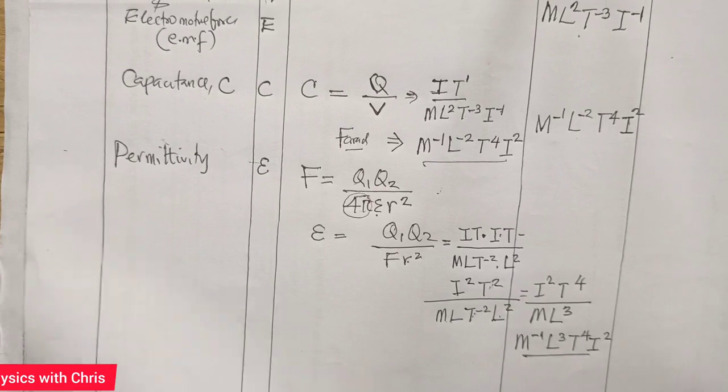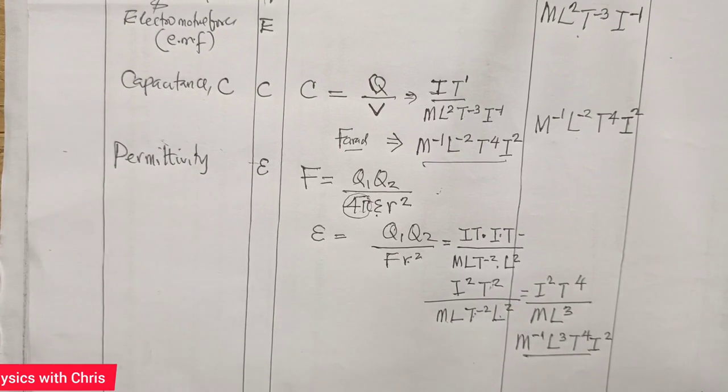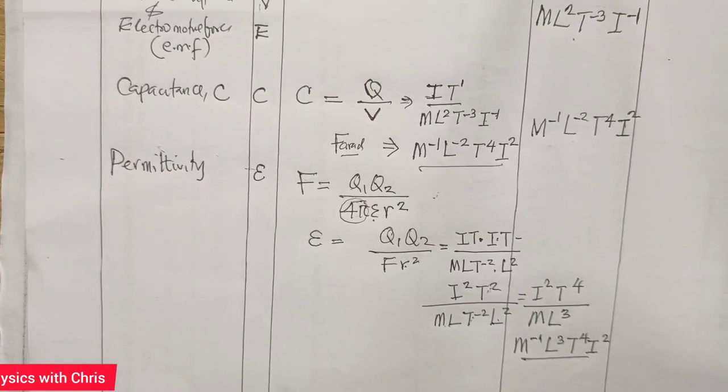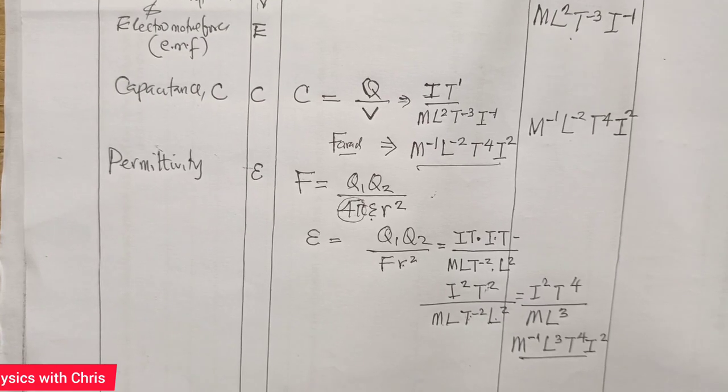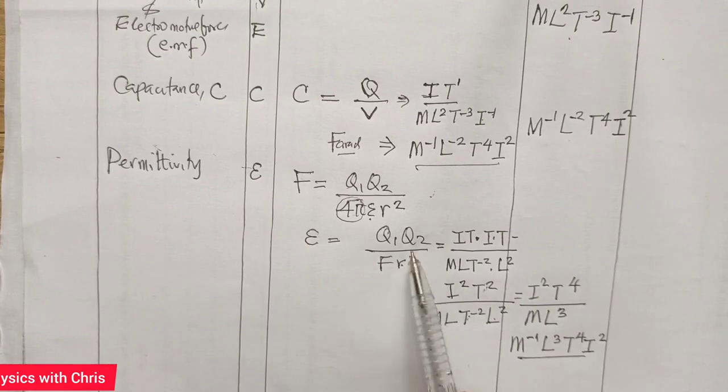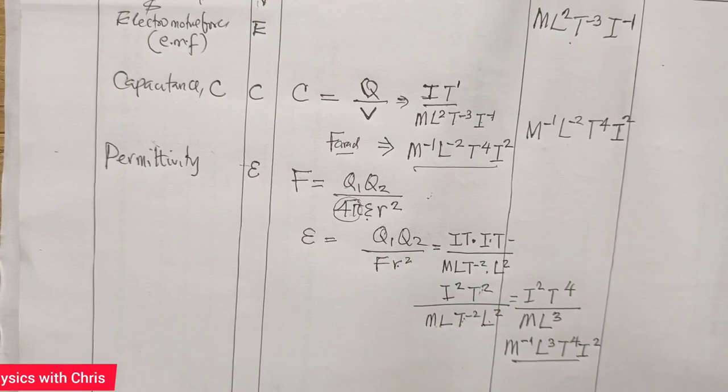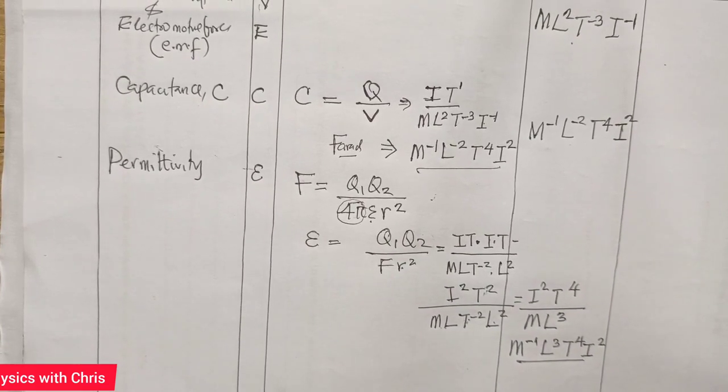Okay, take your time and look at it. I want to believe I didn't make any mistake there finding the dimension of permittivity. So I want you to take your time and also look at it with me. Just use this equation and confirm that I am right. That gives the dimension of permittivity.